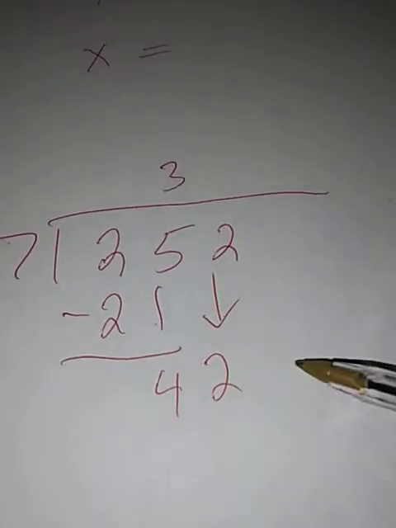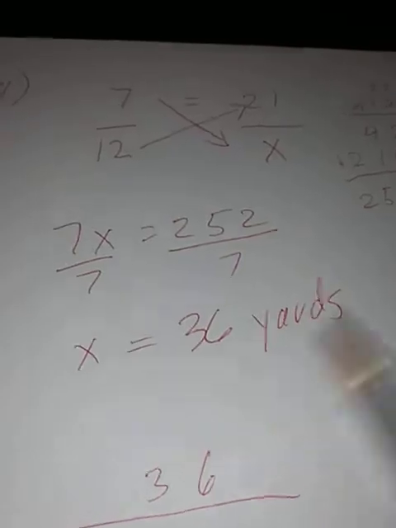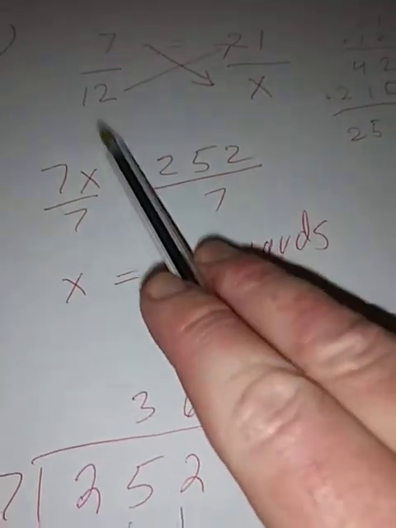5 minus 1 is 4. Bring down the 2. 7 into 42 goes how much? 6. Okay, here we go. 42, no remainder. So x equals 36. Don't forget to write down what it is. Yards. So x equals 36 yards. She needs 36 yards for 12 quilts. That's number 4.